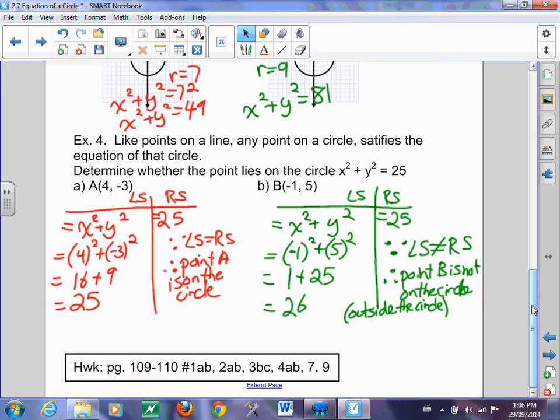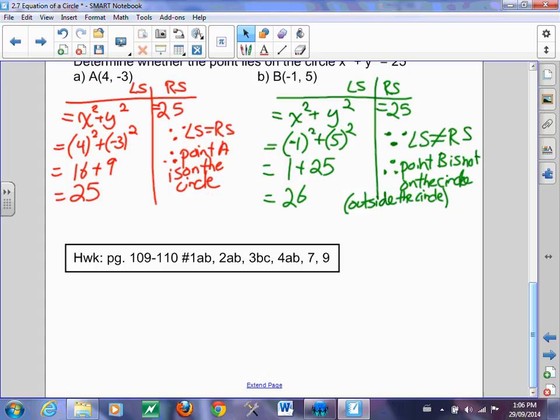All right, class, here's your homework, and it won't take you that long, folks, similar to what we just did in the lesson. So page 109, numbers 1AB, 2AB, 3BC, 4AB, 7, and 9.